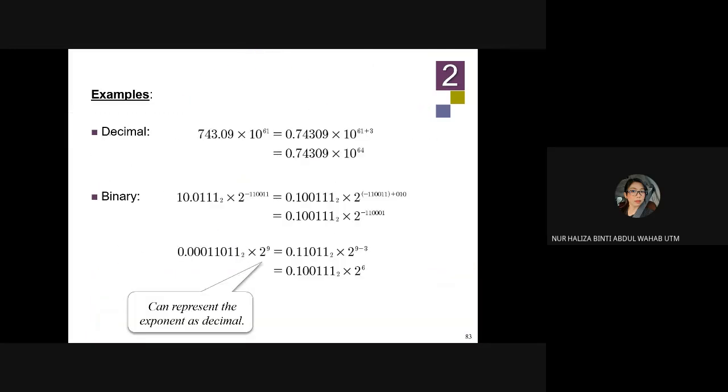So over here, we have the examples of decimal and binary. Let's take a look one by one so that you're going to understand it more. So I have 743.09. I will make it 0 point something. So I can see over here, I'm going to move to the left. 1, 2, 3. When I move to the left 3 times, I'm going to add 3. My answer will be 0.74309 times 10 to the power of 3 after I add 3. Easy, right? So we have another example on binary.